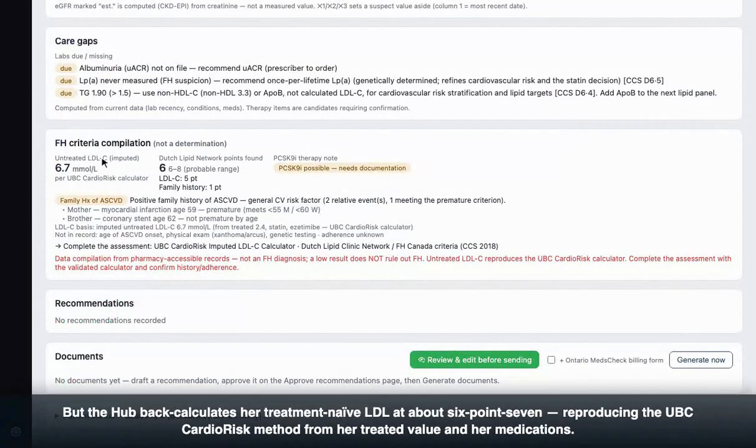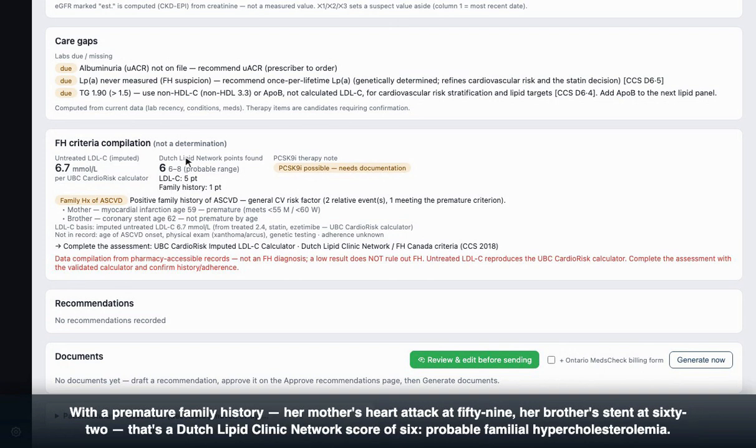But the hub back calculates her treatment-naive LDL at about 6.7, reproducing the UBC cardio risk method from her treated value and her medications. With a premature family history, her mother's heart attack at 59, her brother's stent at 62, that's a Dutch Lipid Clinic Network score of 6, probable familial hypercholesterolemia.